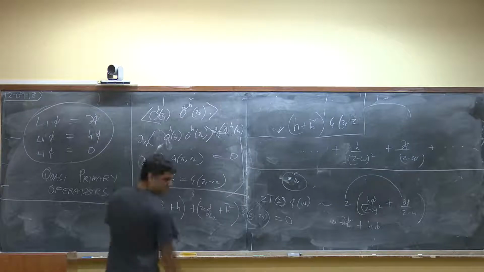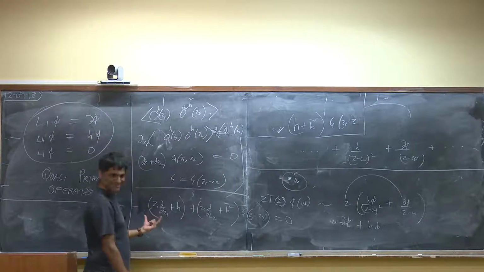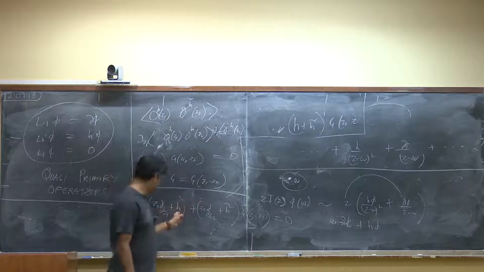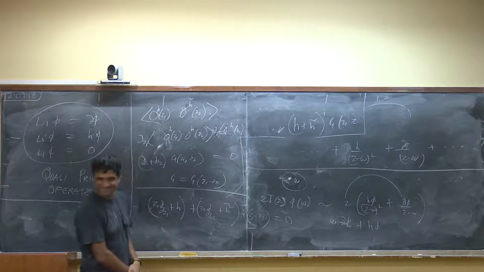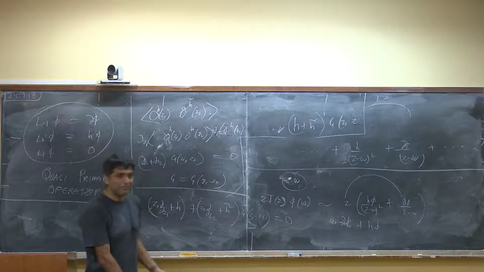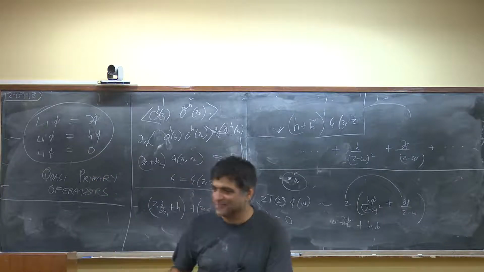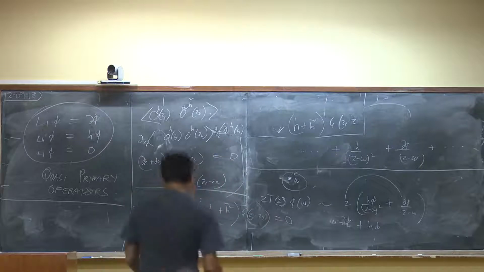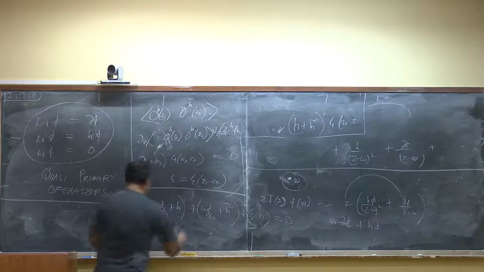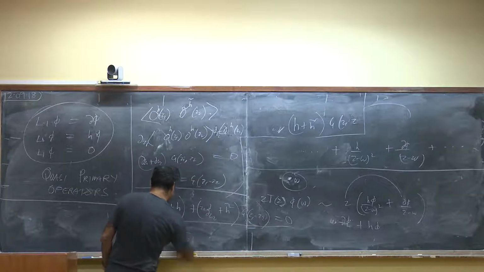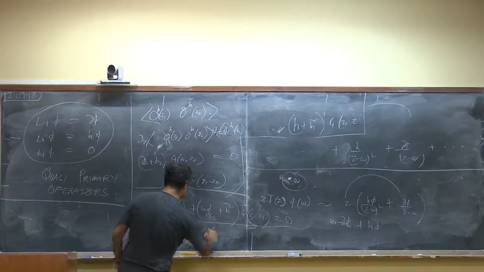Now what is this equation? This equation tells you that in the variables Z1 and Z2, this function has homogeneity minus of H plus H tilde. Now what function do you know which is a function of Z1 minus Z2 which has this homogeneity? So this has determined this thing to be 1 over Z1 minus Z2 to the power H plus H tilde.